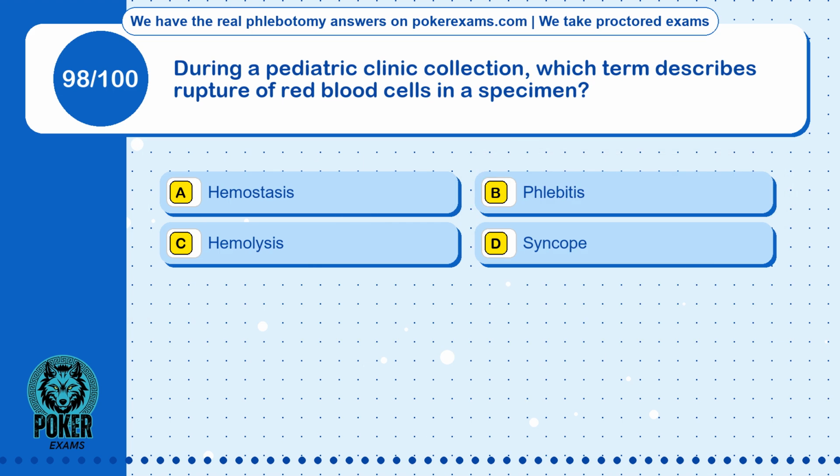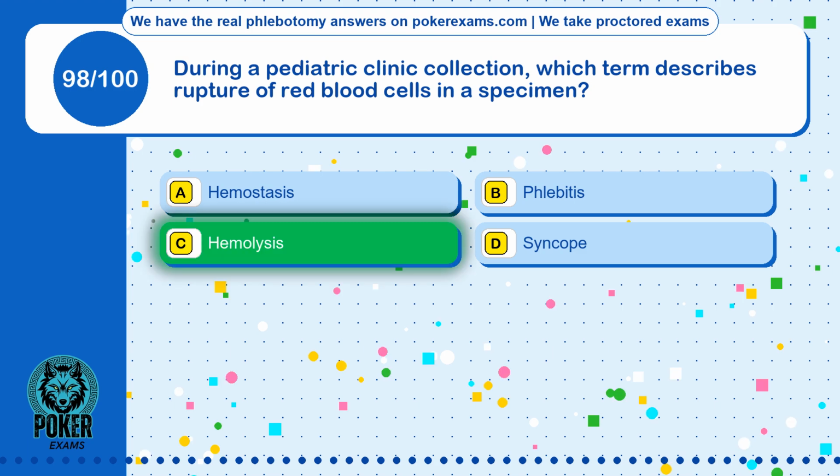Question 98. During a pediatric clinic collection, which term describes rupture of red blood cells in a specimen? Option A. Hemostasis. Option B. Phlebitis. Option C. Hemolysis. Option D. Syncope. The correct answer is option C. Hemolysis.